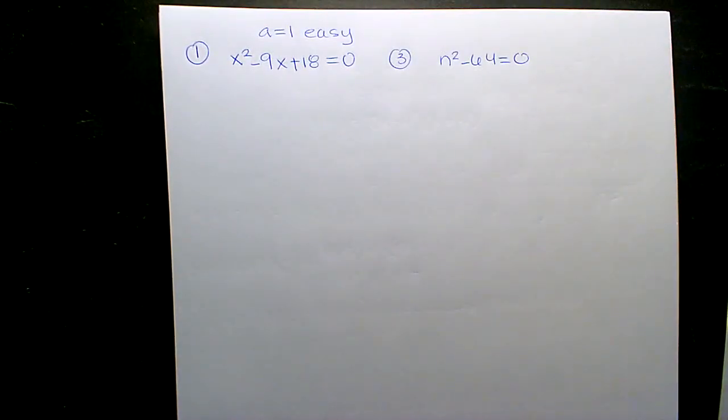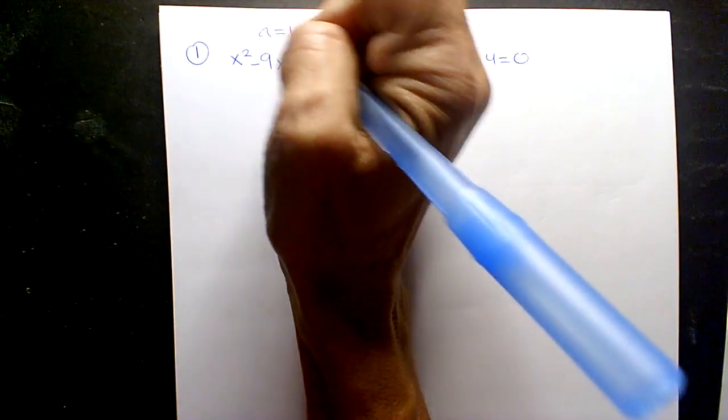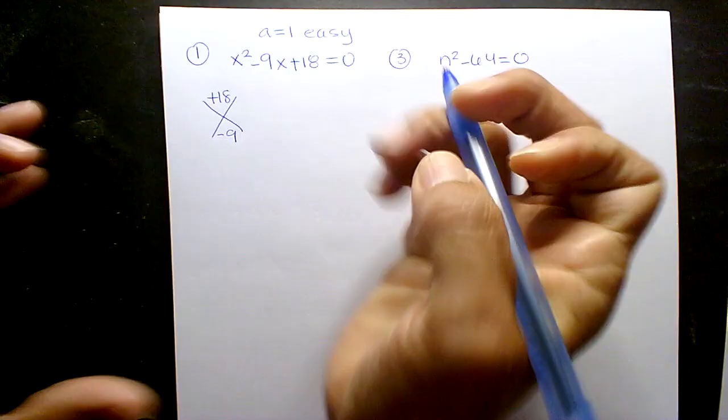You don't have to do the A times C. It still works. Everything will work the same, but you're going to get a lot of ones. And so you're doing it right, but it just looks weird because too many ones are coming out. Okay, so in this case, if A is equal to 1, you do your whole plus 18, negative 9.